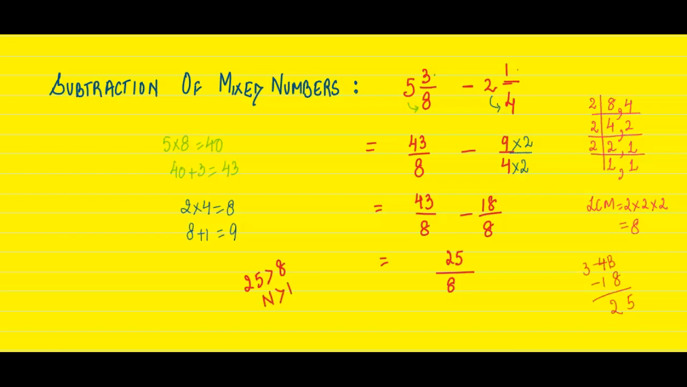When the numerator is greater than the denominator, we need to change it into a mixed fraction. So let's change it into a mixed fraction. Let's divide 25 by 8. We know 8 times 3 is 24. So we will subtract 24, and the quotient is 3 and the remainder is 1. So in mixed fraction it will be 3 1 by 8. So I hope it is clear.